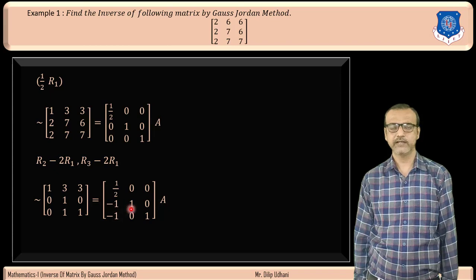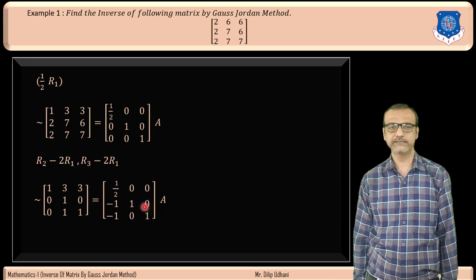minus 1. Then after 1 minus 2 into 0, so that is 1 minus 0, so the result is 1. And then after 0 minus 2 into 0, so that is 0 minus 0, so the result is 0.